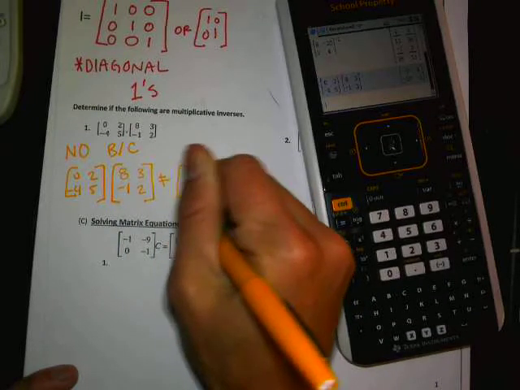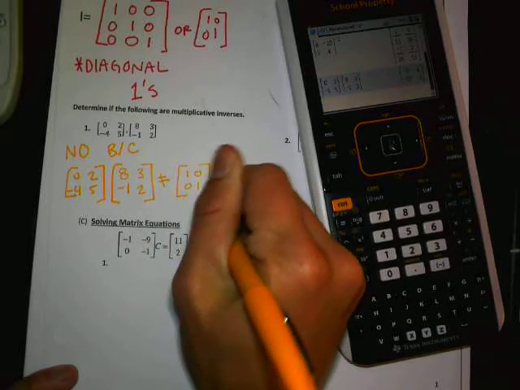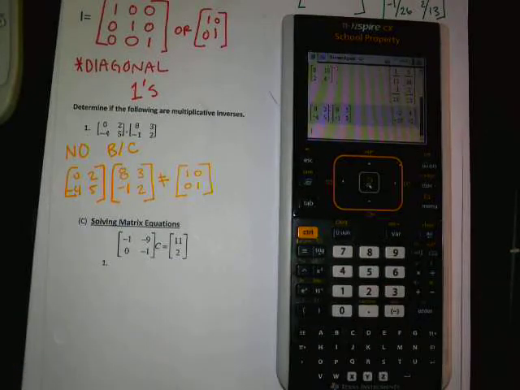Does not equal the identity. Okay. No BC. It can't be 0, 1, and then 1, 0. What does BC stand for? Because. Why do you put a slash through it? It's just the notation. Okay.